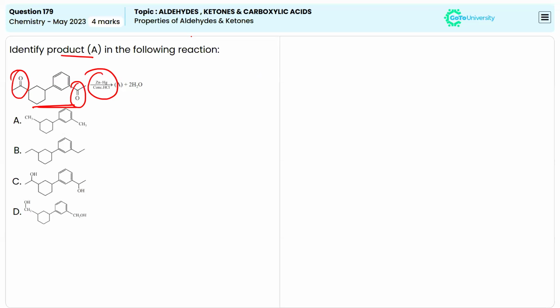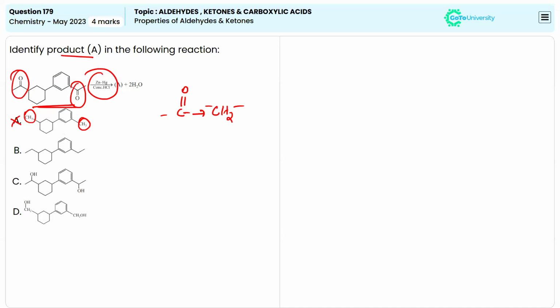So here, when this compound reacts with zinc amalgam and HCl, these two carbonyl groups will undergo reduction and they will convert into CH2. That is, the CO group will convert to CH2 group. This is what is happening. So here we can see in the first option, the whole thing is converting into CH3. This is not possible. Here also, right? So this is not the product.